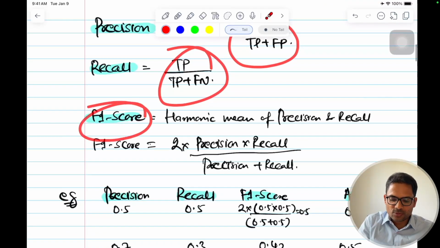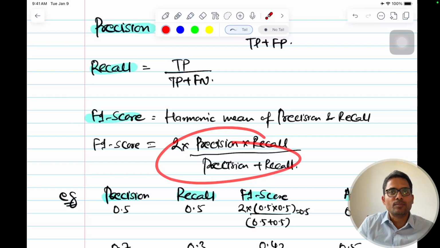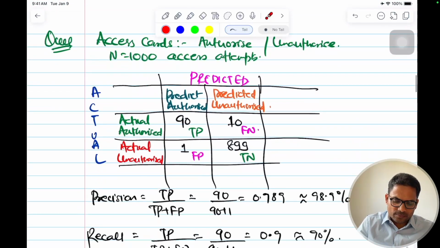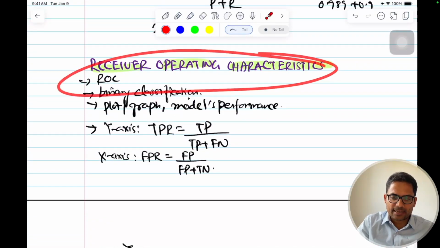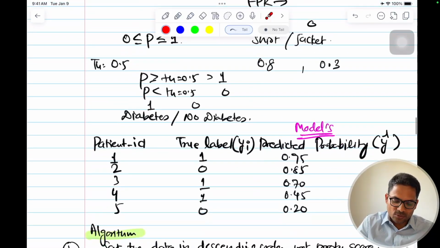And then we understood the F1 score, that is nothing but the harmonic mean of precision and recall. And we understood why it is a good metric instead of the arithmetic mean. Then we saw an example to understand that. Then we understood the receiver operating characteristic. We understood how we plot it using thresholds. For various thresholds, we plot the true positive rate and false positive rate.